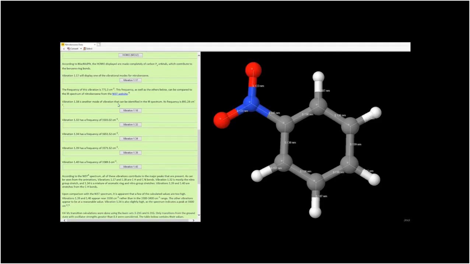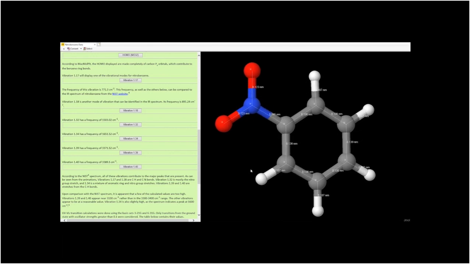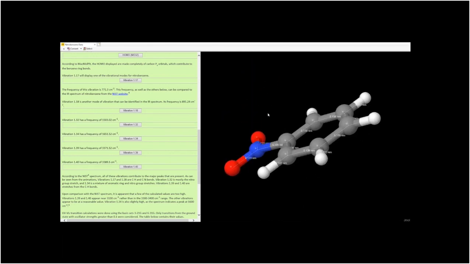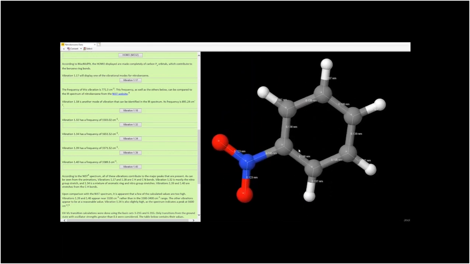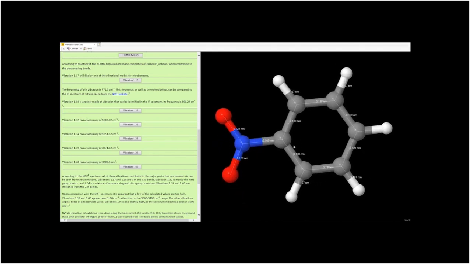Here we have a molecule of nitrobenzene. I'd like to show you what happens to this molecule when it has different vibrational modes. These vibrations are caused by infrared light at different energies. Here we have a static image of the molecule, and you can see that we have a benzene ring with a nitro group attached.